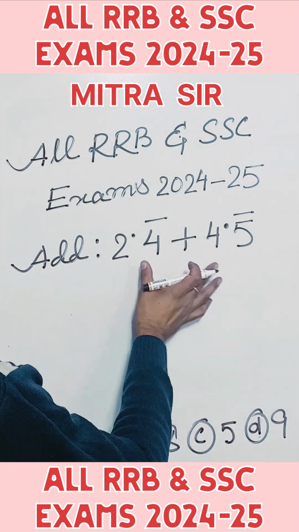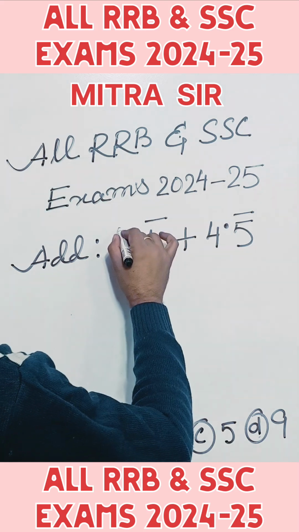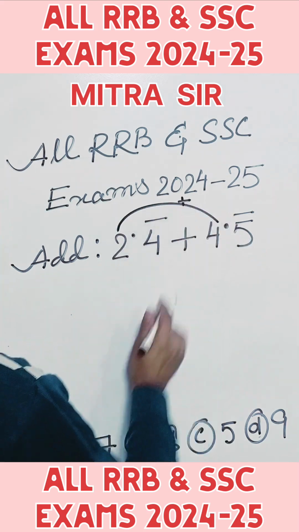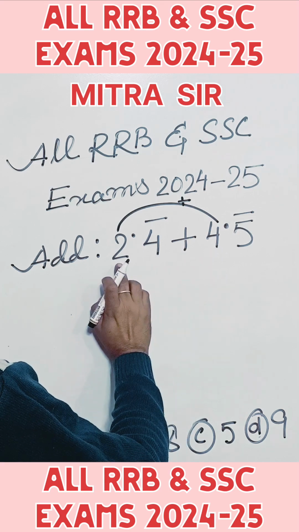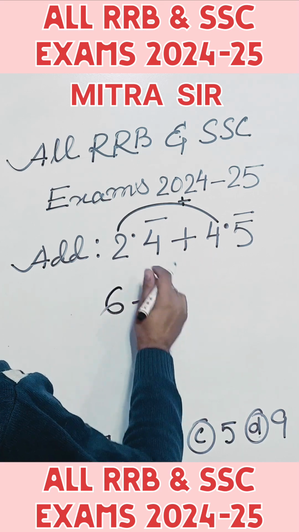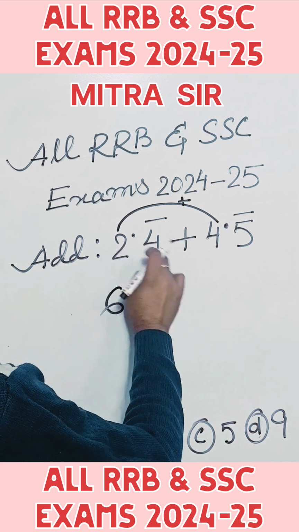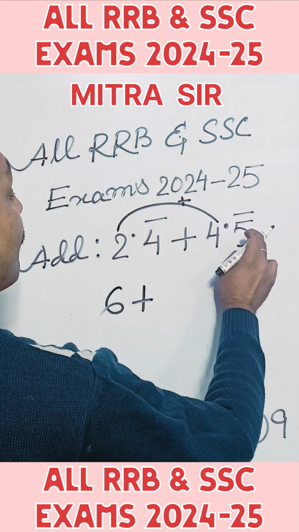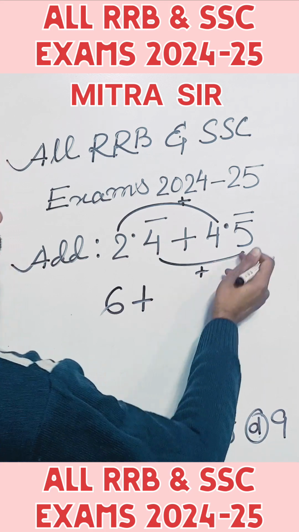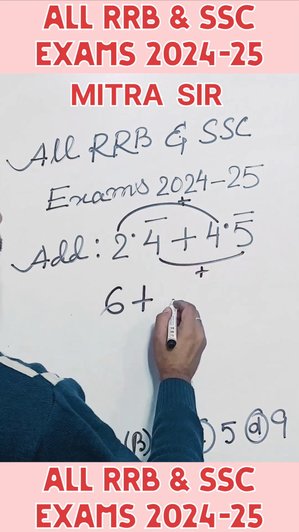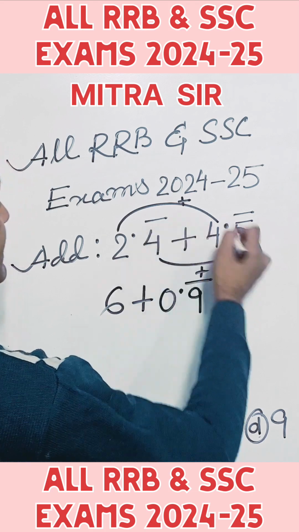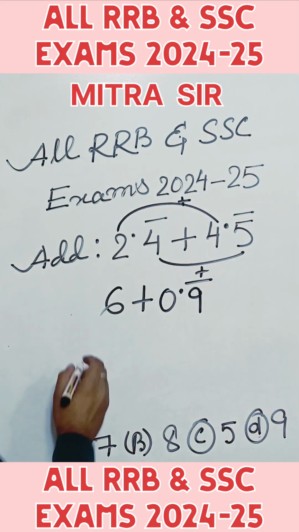So if the pattern is like this, we need to add these two first. 4 plus 2 will give you 6, plus 0.4 bar plus 0.5 bar. This also you have to add, so that will give you 5 plus 4, that is 0.9 bar, so you have to put the bar.